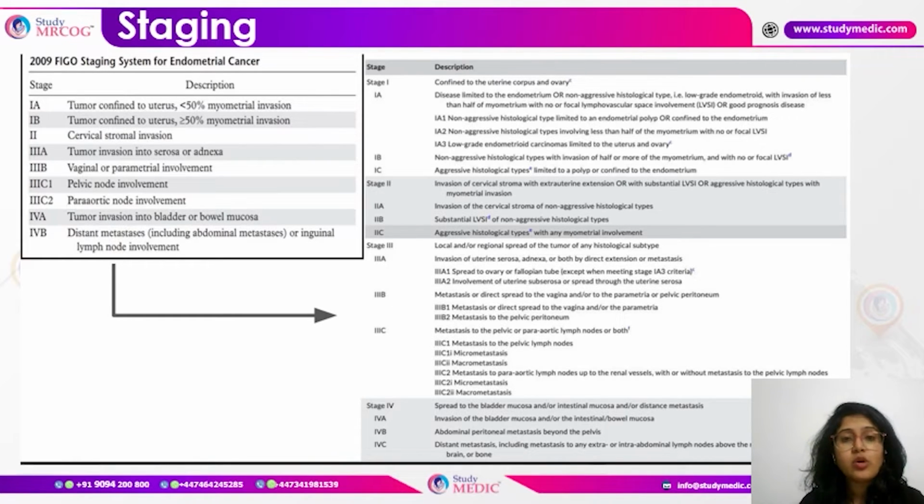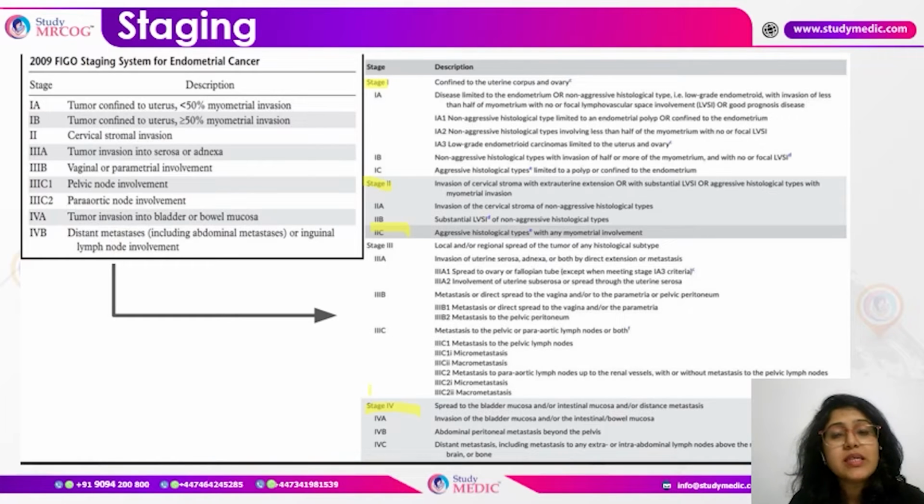Each stage is now divided into three substages. Please note that each stage they have divided into three substages. In case they are asking a question based on endometrial cancer, they will mention which staging they want. If they have not mentioned anything, however, and in the options in the EMQ you see 2C, 1B, 1C, using terminologies which are used in FIGO 2023, then you have to answer according to the FIGO 2023 staging.